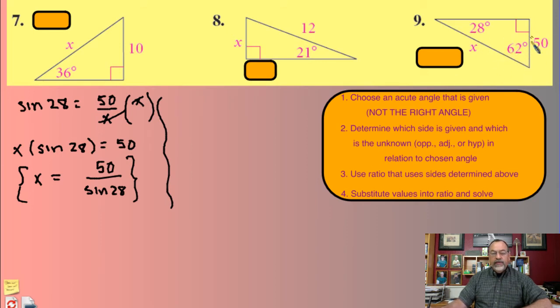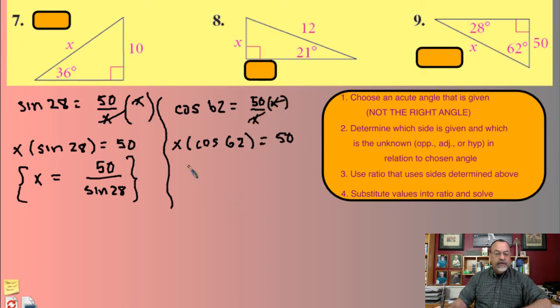Well, if I use the 62, the 50 is now the adjacent and the x is the hypotenuse. So in this case, I would use the cosine ratio. The cosine of 62 is equal to the adjacent, which is 50, over the hypotenuse, which is x. And then I would go through the same algebraic process to solve for x, multiplying both sides by x and then dividing by the cosine of 62.